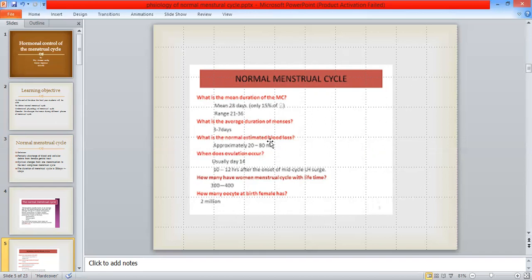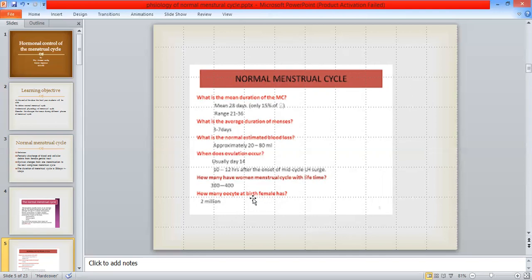And what is the normal estimated blood loss? It also varies in different females. The range is about 20 to 80 ml. When it is less than 20 ml, it is called oligomenorrhea or scanty menses, and when it is more than 80 ml, it is called menorrhagia. When does ovulation occur? These are certain important terms. Ovulation usually occurs on day 14 of the menstrual cycle, 10 to 12 hours after the onset of the mid-cycle LH surge.